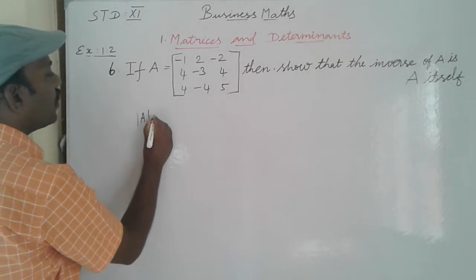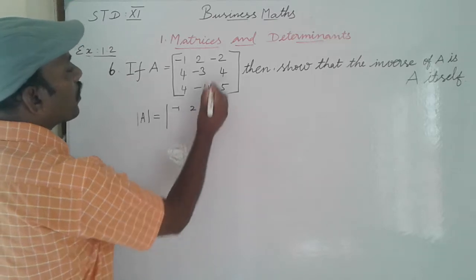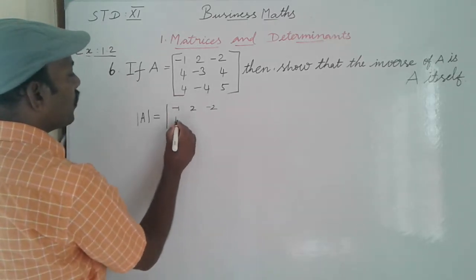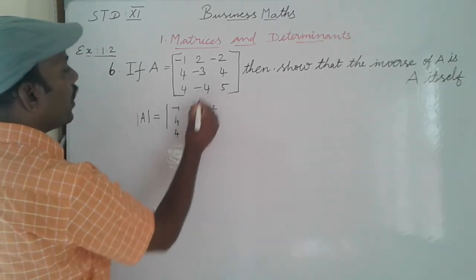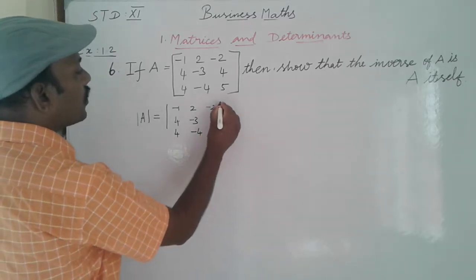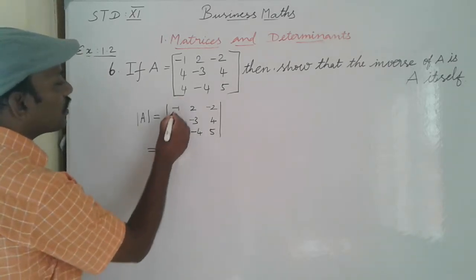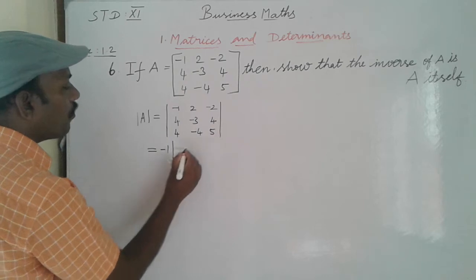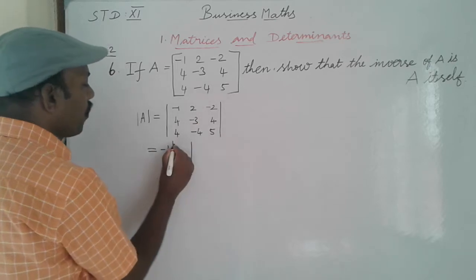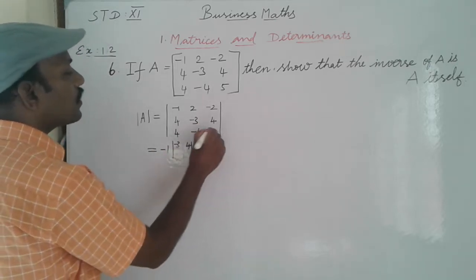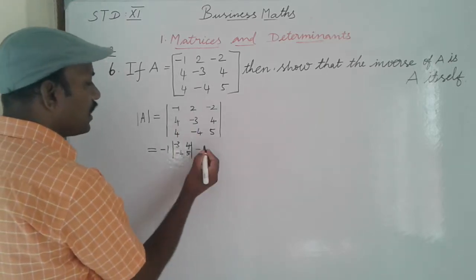Determinant of A equals the determinant of the matrix minus 1, 2, minus 2, 4, minus 3, 4, 4, minus 4, 5. So we should find this determinant value. That is equal to: the first one is minus 1 times the determinant of the remaining row and column elements, minus 3, 4, minus 4, 5. Next symbol is minus.